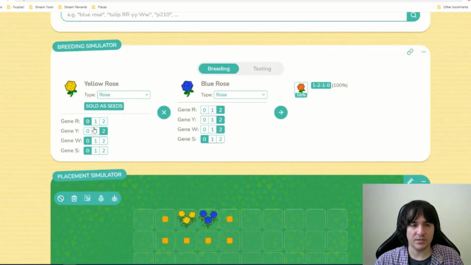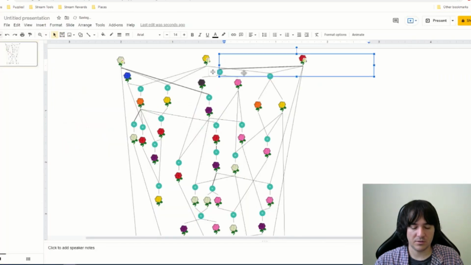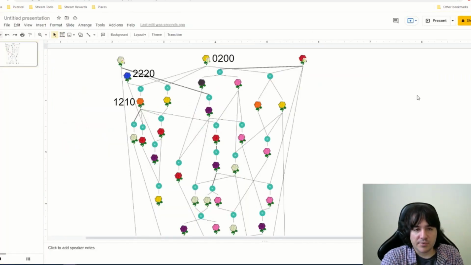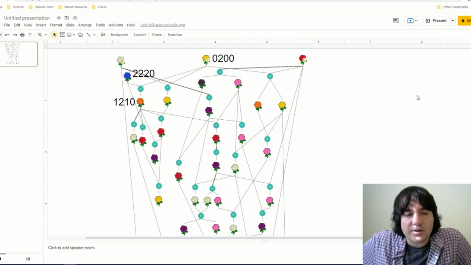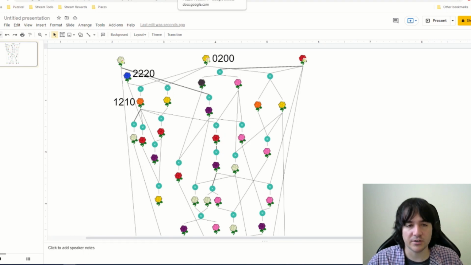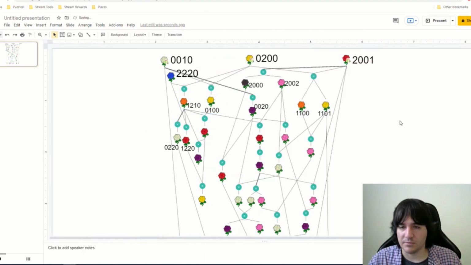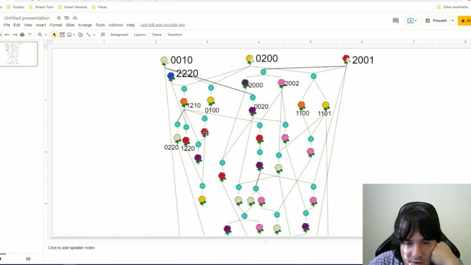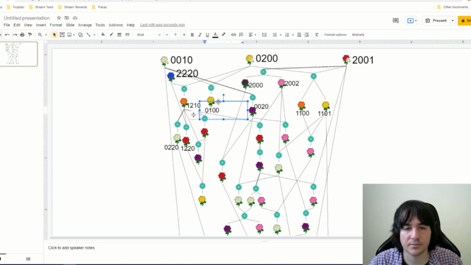For yellow, we said it was 0, 2, 0, 0. And so we kind of just have to keep going through this. So now I can mate that blue flower with the orange flower to get this red flower down here. Okay, so making our way down the chart now. How do we get this red flower? We do 1, 2, 1, 0, mated with 0, 1, 0, 0. The only red flower is 1, 1, 1, 0.